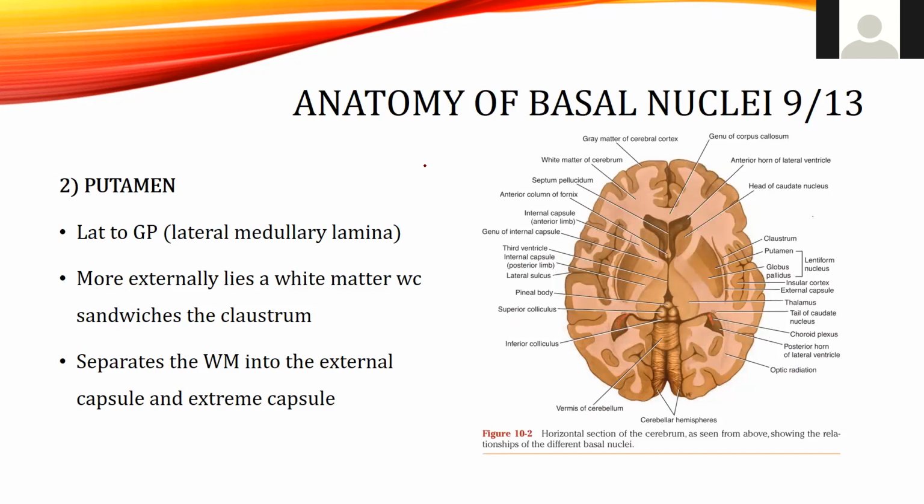We will talk secondly about the putamen. The putamen is found lateral to the globus pallidus. More externally to it lies white matter which sandwiches a band of gray matter going upward and medially, called the claustrum. It separates the white matter into two capsules. We have the external capsule, which is medial to the claustrum, and we have the extreme capsule, which is lateral to the insula.